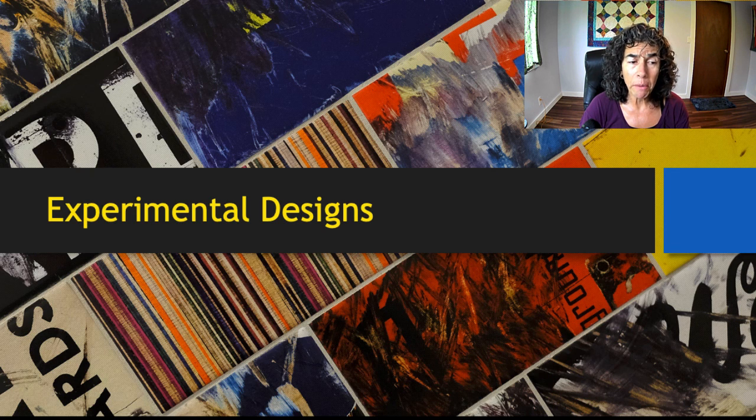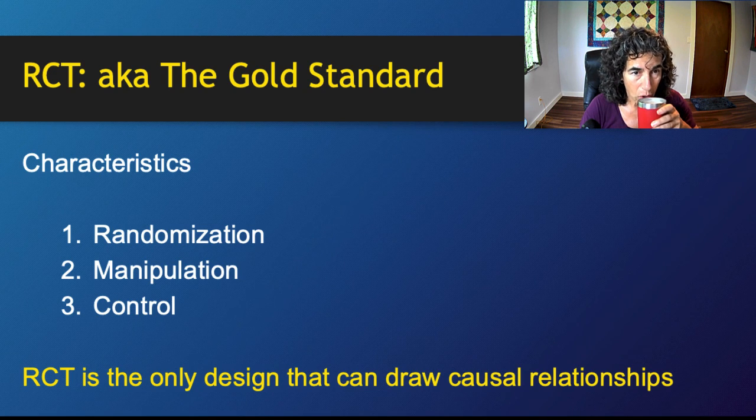All right, so now we're going to move into experimental designs. As was noted earlier, the randomized controlled trial, also known as the gold standard, and at the top of that pyramid, is the only design that can draw causal relationships. So in other words, it is the only research design that can say this independent variable caused this outcome.